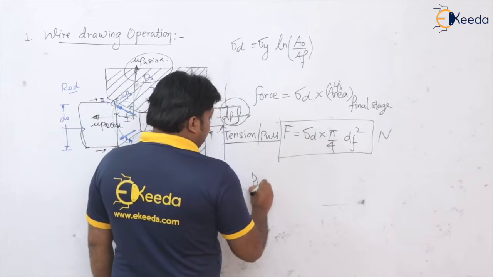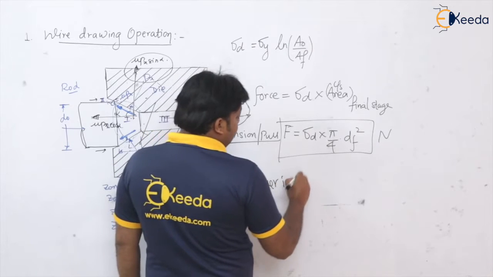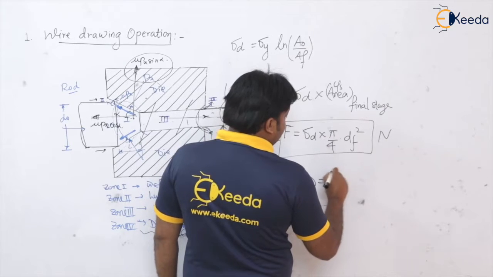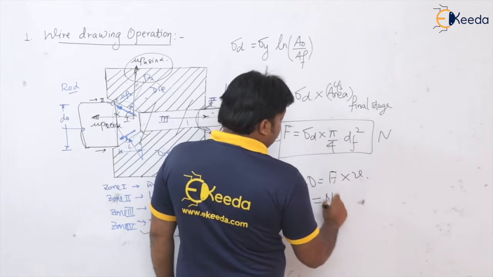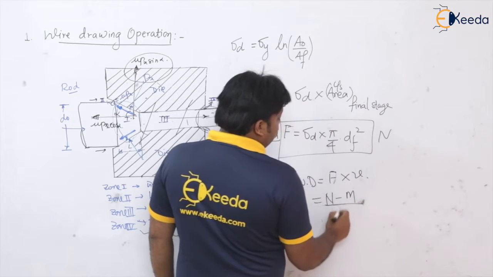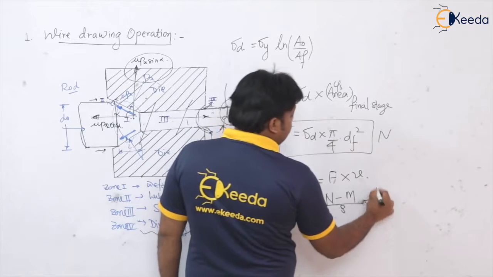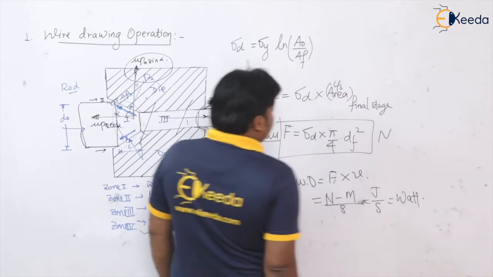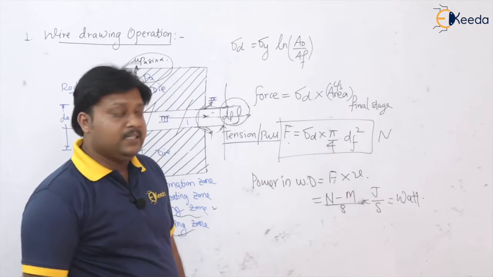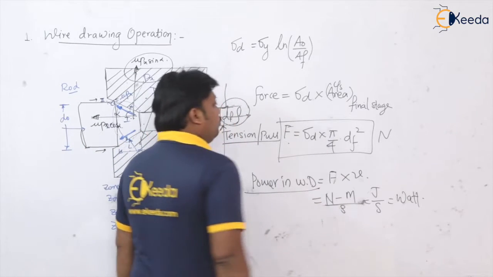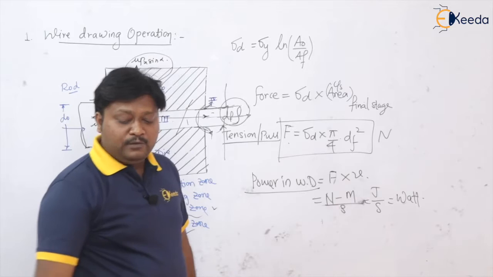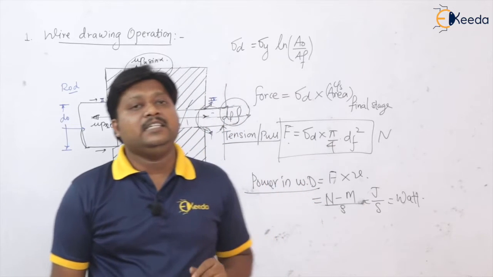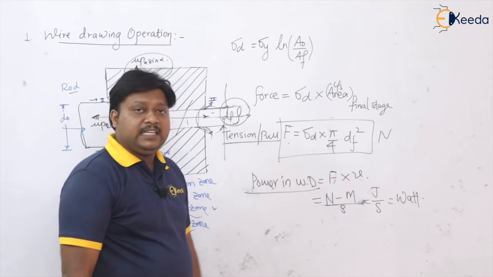If anybody asks you what is the power in wire drawing, how to calculate power? We know that power is equal to this force into velocity. Force in Newton and velocity in meter per second. So it will be the energy per unit time, which is nothing but power in watt. If you multiply this force by the drawing speed or velocity, you will get the power in the wire drawing operation. So this is how we can calculate the drawing stress, then the force, and lastly the power. So we have seen this is the ideal case of deformation.